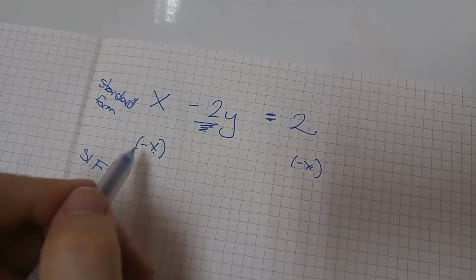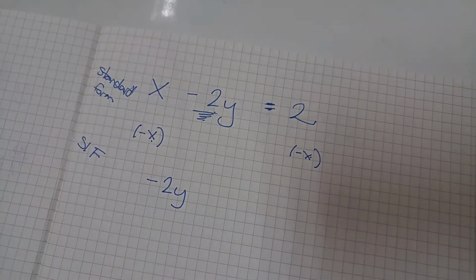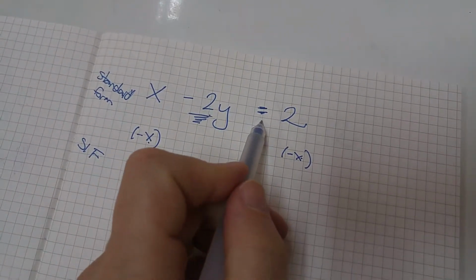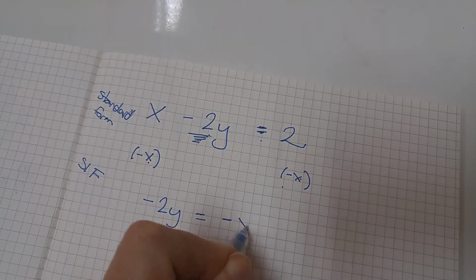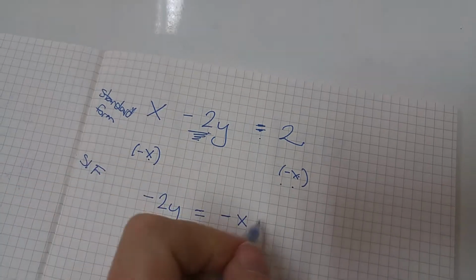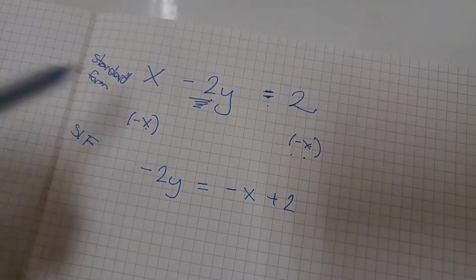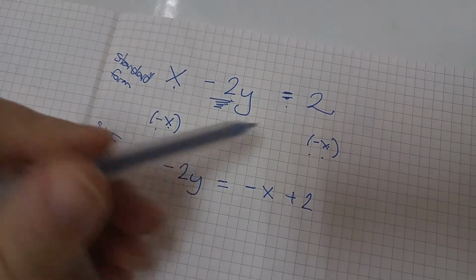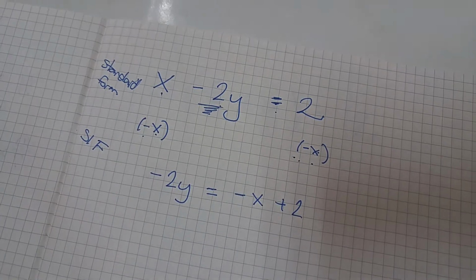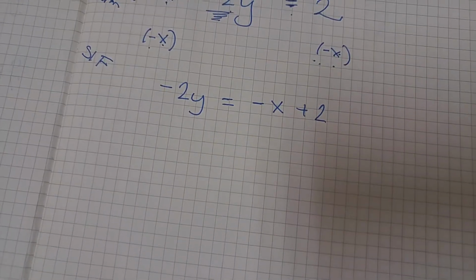So what I'm left with is the x minus the x, so I've got minus 2y there. And on this side, I've got equals minus x plus 2. So I've just taken the x, got rid of that, so I had to get rid of it on this side and this side. And I'm left with this part.